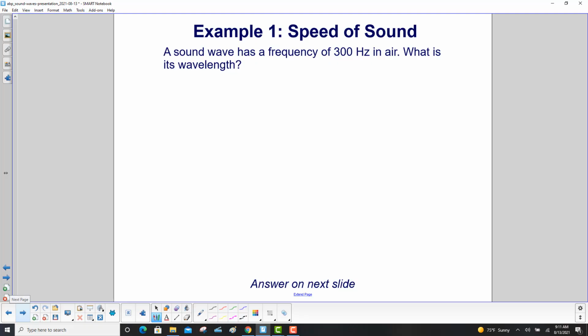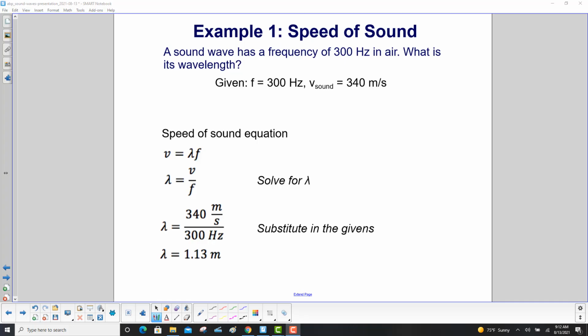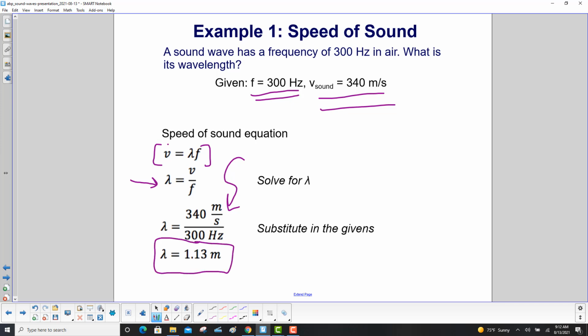Let's work a problem. A sound wave has a frequency of 300 hertz in air. What is its wavelength? Here's our givens, here's the frequency, and we weren't given this in the problem, but we talked about that a couple slides ago. We're going to use the velocity of sound as 340 meters per second. We use the speed of sound equation, but we want to find the wavelength, so we go ahead and solve for lambda. And we do that by dividing both sides of the equation by frequency. We put in our givens, and then we get a wavelength of 1.13 meters. And remember, hertz is seconds per inverse, or 1 over seconds, so that cancels out here, and you get meters as your proper unit.